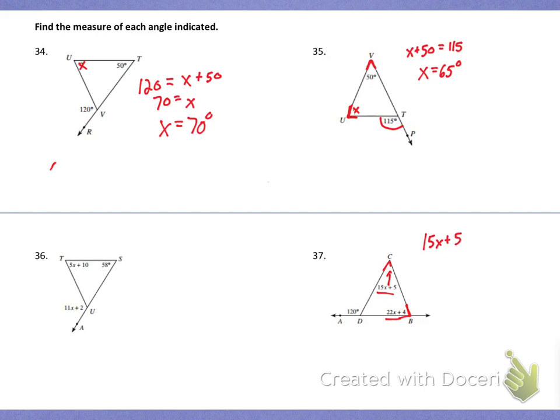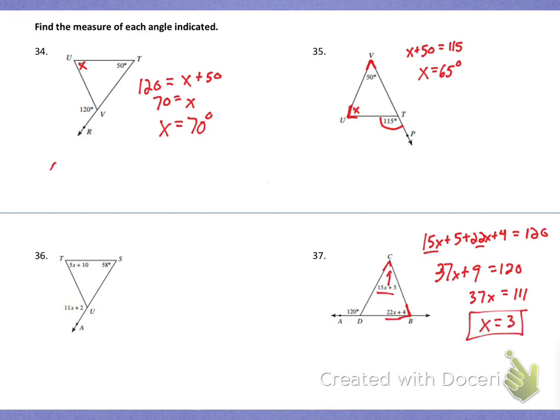So then I'm going to have 15x plus 5 plus 22x plus 4, and it's going to be equal to 120 degrees. Combine like terms. I'm going to double check. 22 plus 15 is 37x plus 9 equals 120 degrees. 120 minus 9 is equal to 111. So 37x is equal to 111. Then I'm going to divide that by 37, and that gives me x is equal to 3.